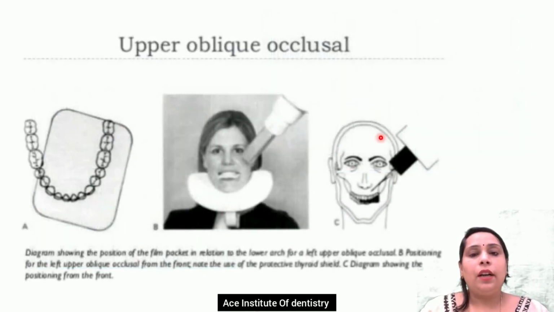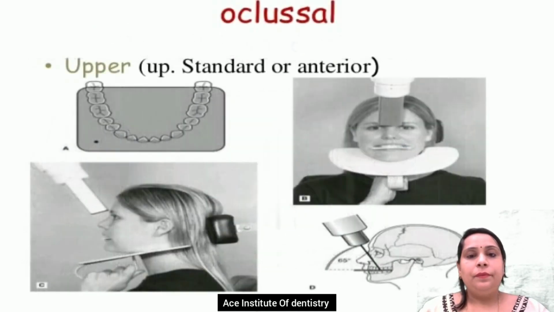Upper oblique occlusal. Here in an oblique way. When we are interested in only one area, maybe right side or left side, then we use this oblique technique. Next, occlusal upper standard or anterior occlusal, where here we consider only the anteriors, and our raised dot should be over the right side. Okay, we consider the upper anteriors usually more.